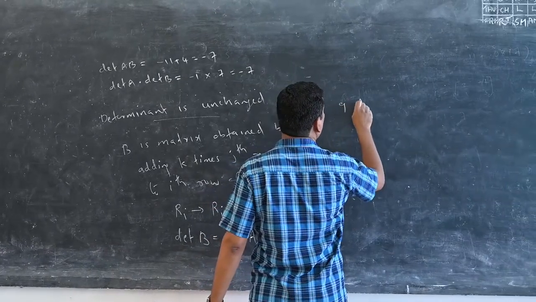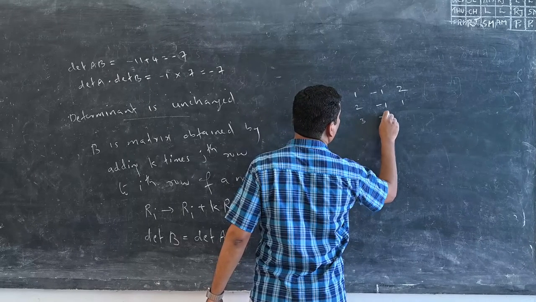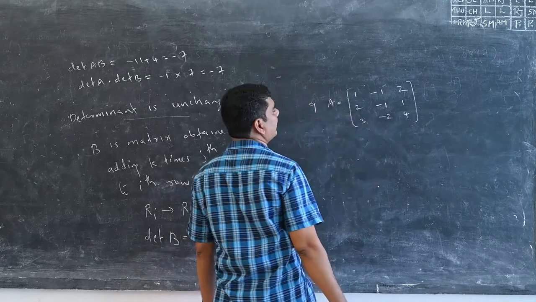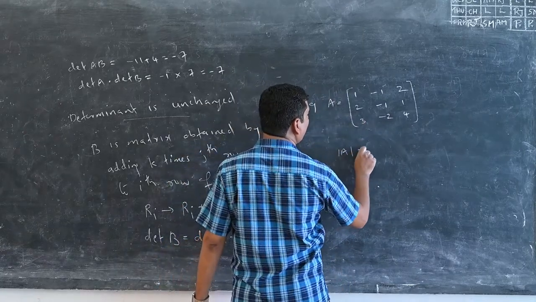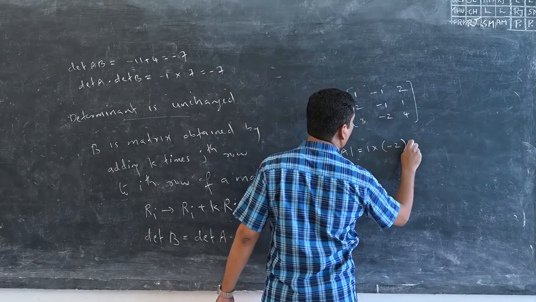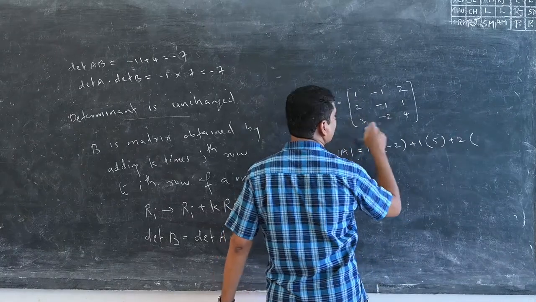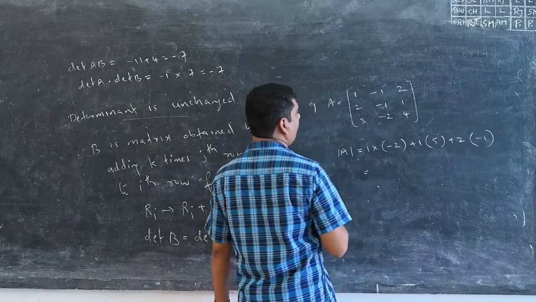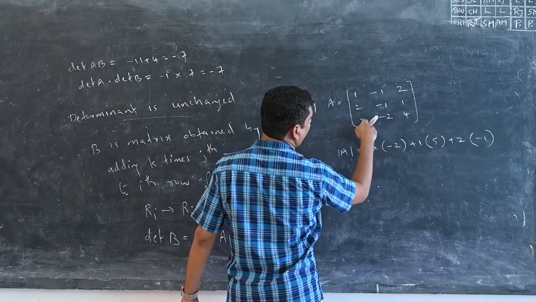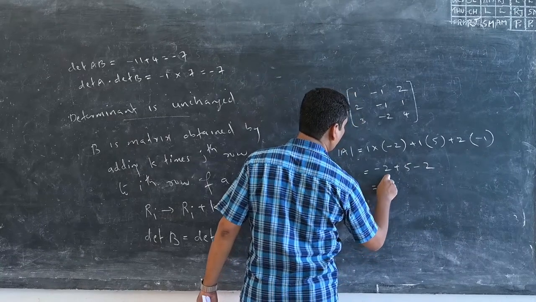Example. A is equal to [1, -1, 2; 2, -1, 1; 3, -2, 4]. So this is the matrix A. So determinant A is 1 into (-4 plus 2), plus 1 into (8 minus 3), plus 2 into (-4 plus 3). This is equal to -2 plus 5 minus 2, this is equal to 1.